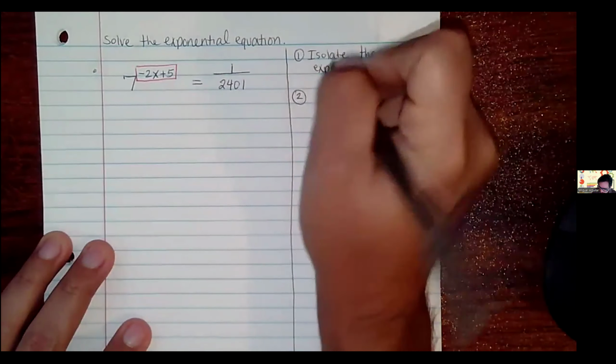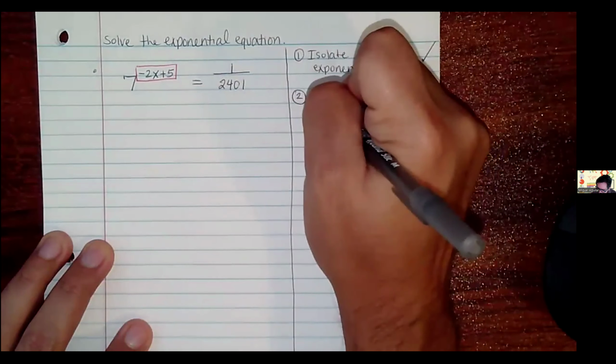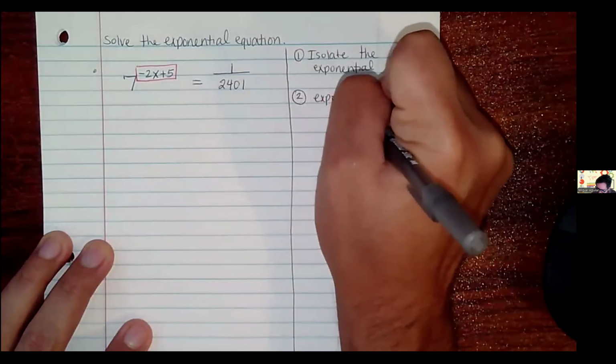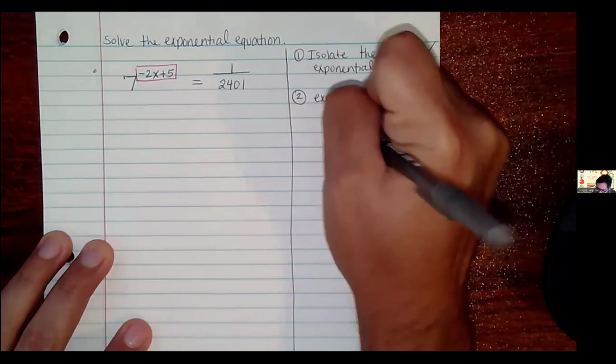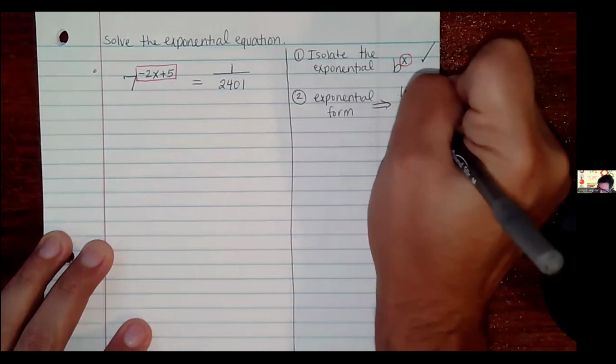Then the next step is the same step as the last problem. So if you have something that's in exponential form, we want to convert that over to log form.